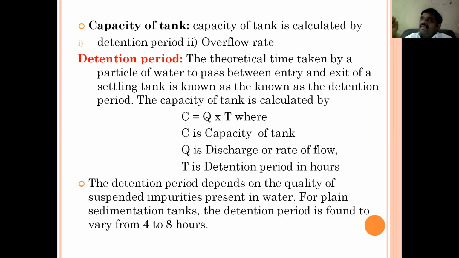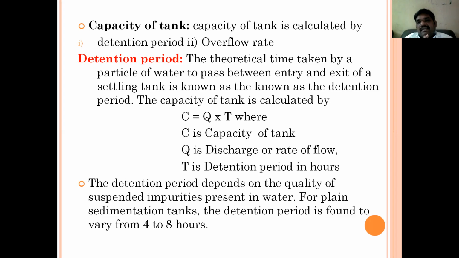It can be calculated with the formula C = Q × T, where C is the capacity of tank, Q is discharge or rate of flow, and T is the detention period in hours. The detention period normally depends on the quantity of suspended impurities present in the water. Normally, for plain sedimentation tanks, the detention period varies from 4 to 8 hours.